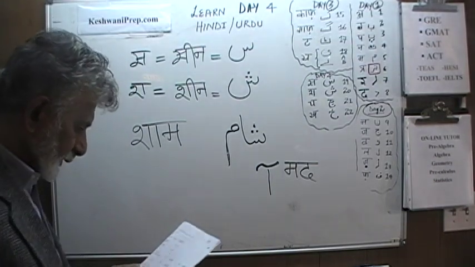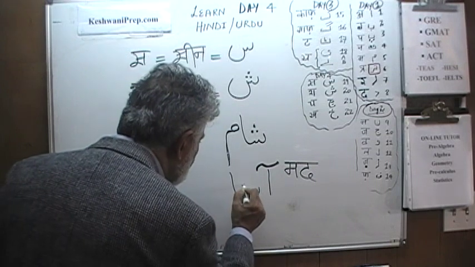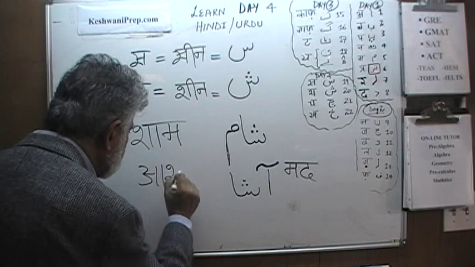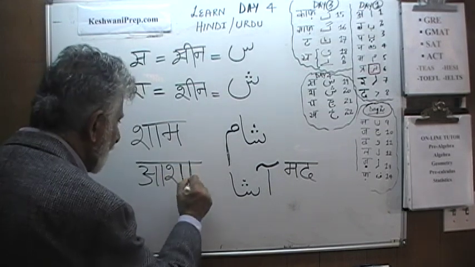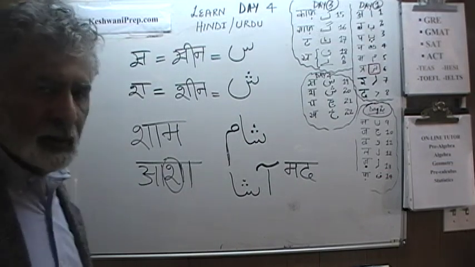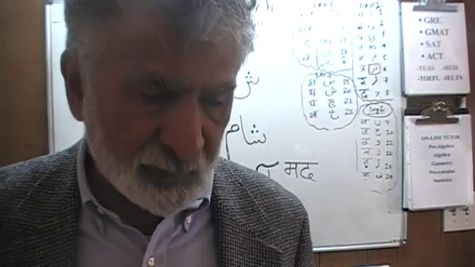What was I going to write? There we go. A and then sha. Asha. Notice the two lines. The first one is the part of the sha. Asha is what we call in Urdu, is what we call in Pakistan, umid. Umid hai. Umid means hope, expectation, desire. Asha. Let's do the next one.